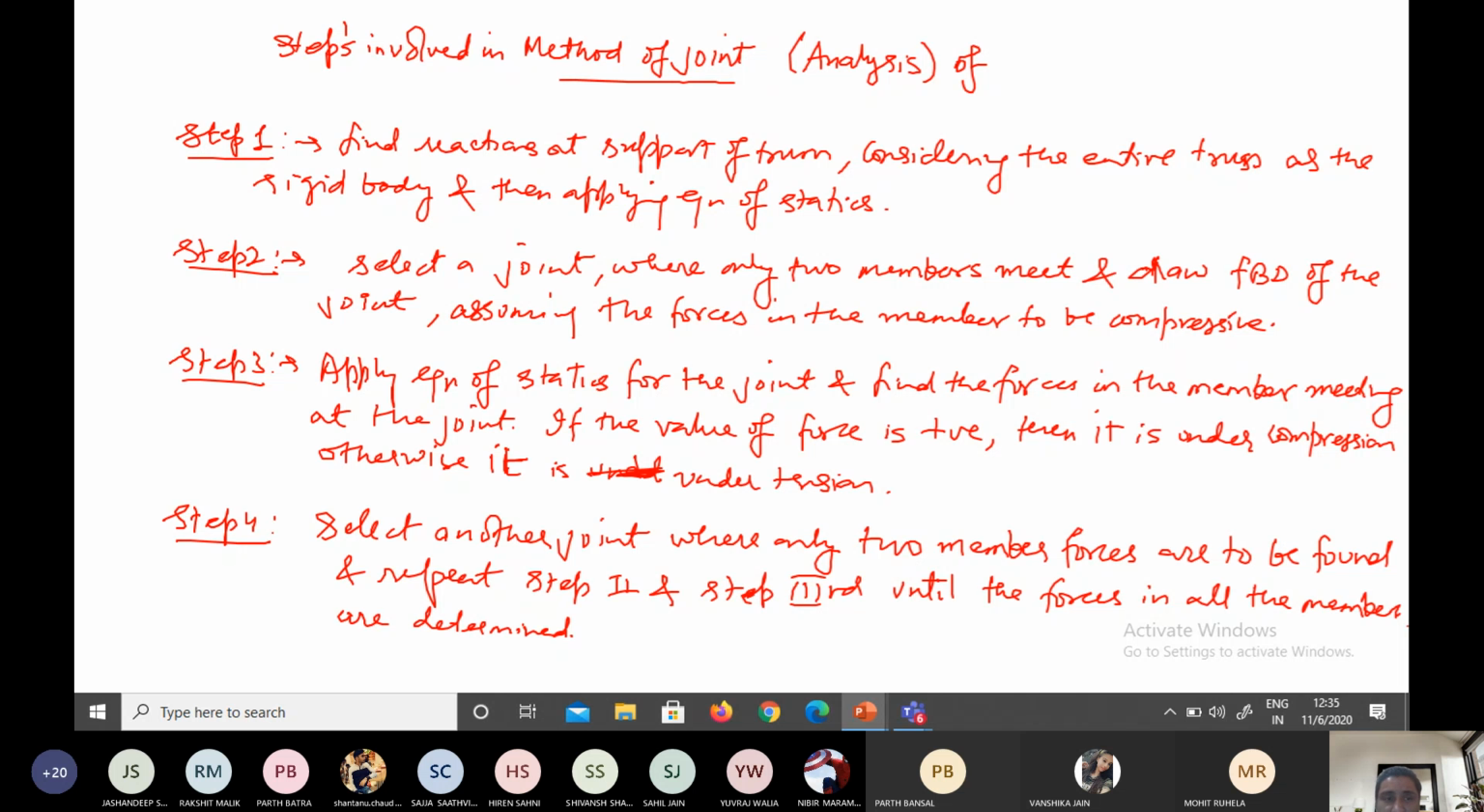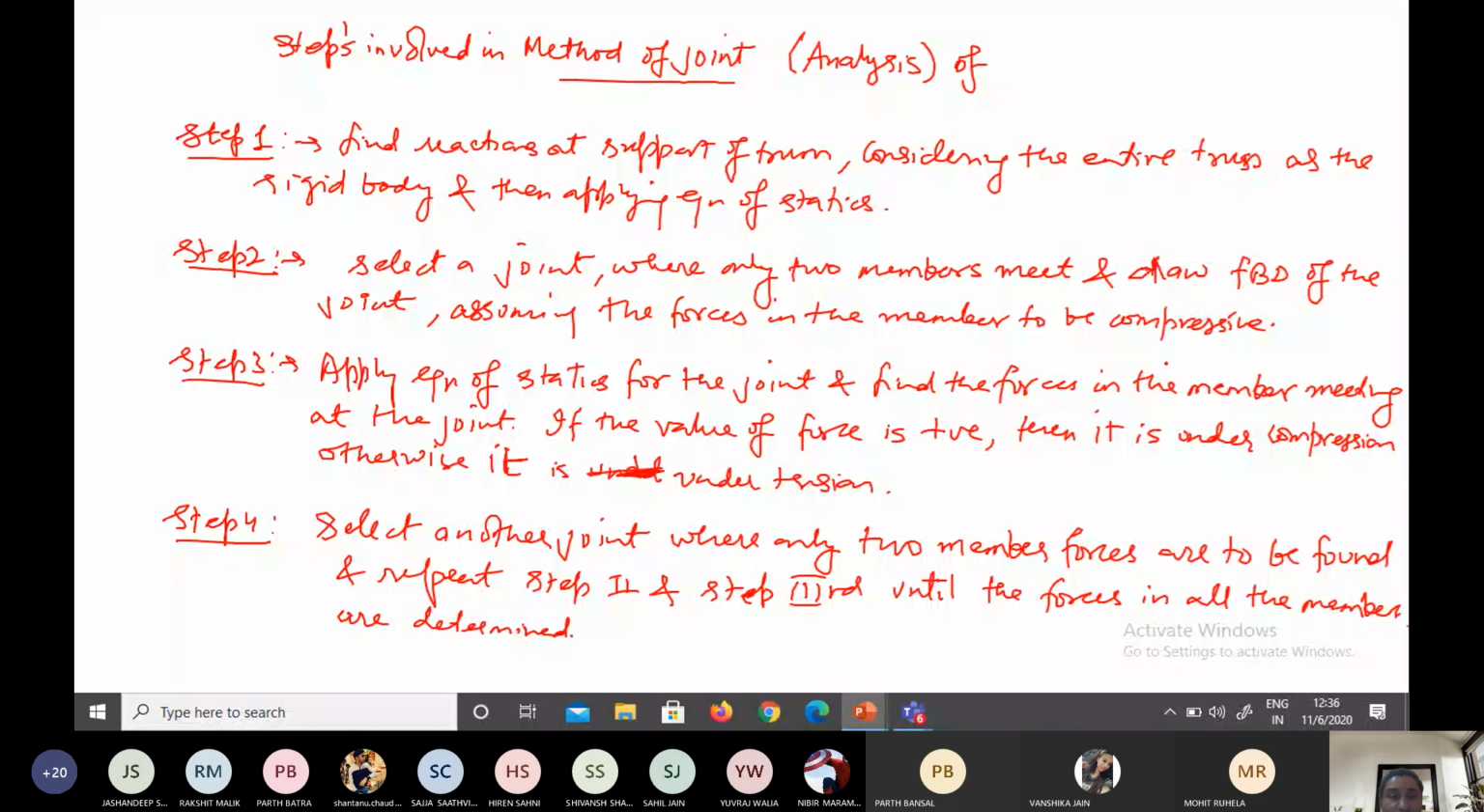Fine. So after calculating the reaction that is support, then we will go to the joint and we will take that particular joint where only two member forces are there. So select that particular joint, and after selecting the joint, draw the FBD of the joint. We have selected the joint where only two member forces are there. Then we will draw the FBD of that particular joint, assuming the forces in the members to be compressive. This means that we will take the direction towards the joint.